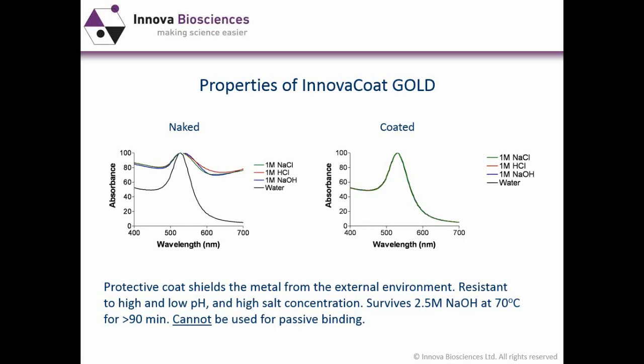Now you can see on the right hand picture with the coated gold, the coated particle is now completely resistant to salt, it's resistant to acid, it's resistant to sodium hydroxide. There's no aggregation whatsoever. All 4 curves are superimposable. So the coat shields the metal from the external environment. It becomes very resistant to the usual stress tests, and in fact this material will survive 2.5 molar sodium hydroxide at 70 degrees C for 90 minutes, and that's the basis of our QC test for this material. I should point out that this material cannot be used for passive binding, because the antibody cannot actually make contact with bare metal. So this is just for covalent conjugation.